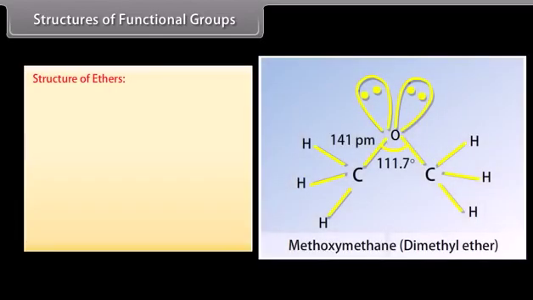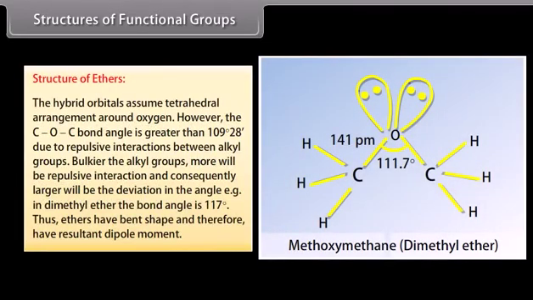Structure of ethers. The hybrid orbitals assume tetrahedral arrangement around oxygen. However, the C-O-C bond angle is greater than 109 degree 28 minutes due to repulsive interactions between alkyl groups. Bulkier the alkyl groups, more will be repulsive interaction, and consequently larger will be the deviation in the angle. For example, in dimethyl ether, the bond angle is 117 degree. Thus, ethers have bent shape and therefore have resultant dipole moment.